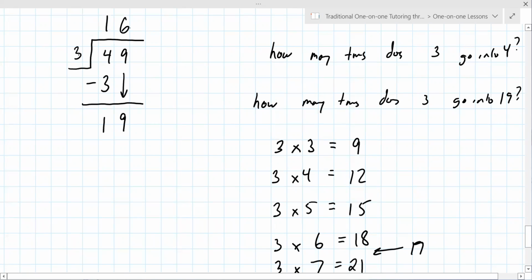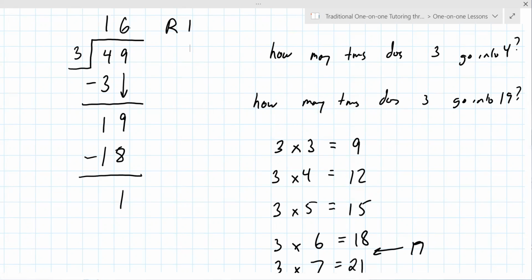What is 6 times 3, Michael? 18. And then you subtract. What is 19 minus 18? 1. So that's your remainder. You have a remainder of 1 when you're all done. Okay.